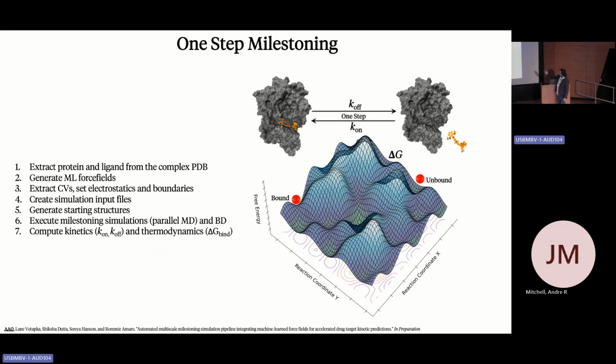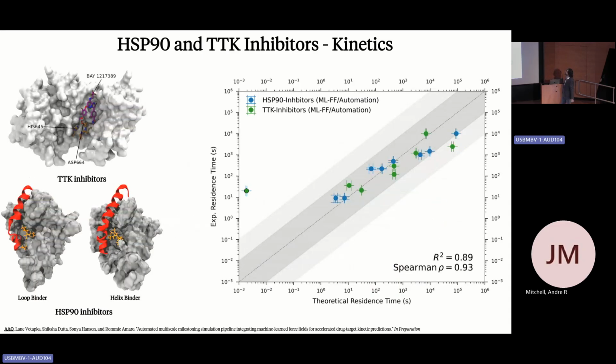Once you have that, in 6 hours time scale, you can get the k-ons, the k-offs, and the delta Gs in one step. You don't have to worry about it at all. What we found out was we repeated the same systems, inhibitors, TTKs, and HSPs, and you see what we get with the machine learning force field and the automated milestoning simulations here. We have got very nice Spearman correlation, very nice absolute residence time, that too in hours of time scale, 10 to the power 5 seconds.